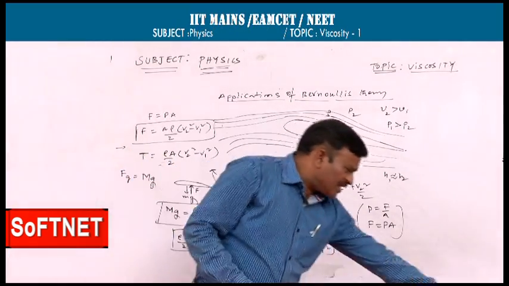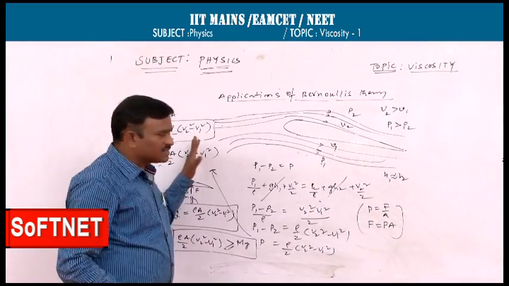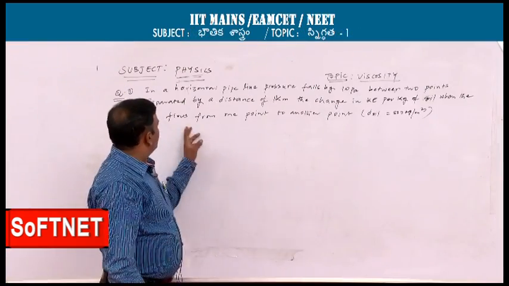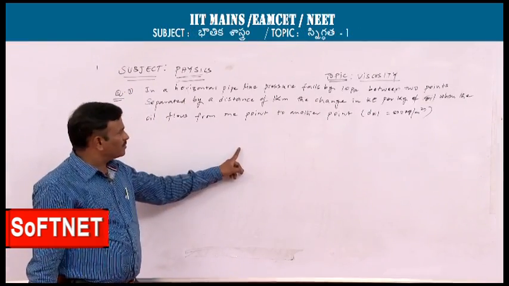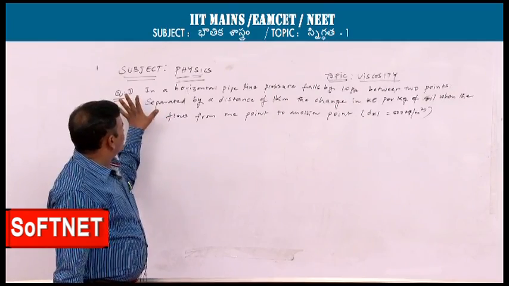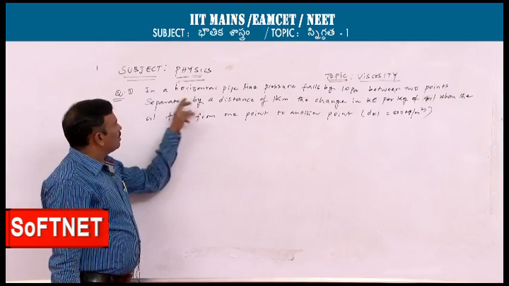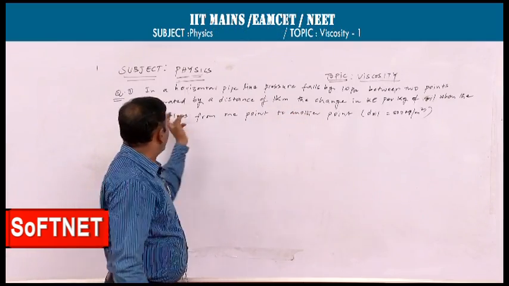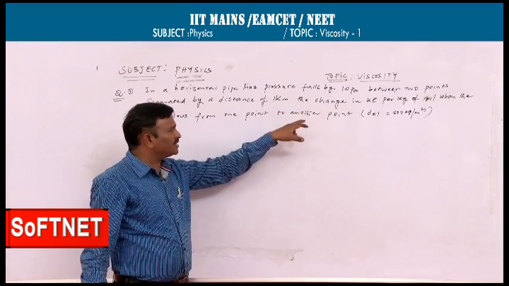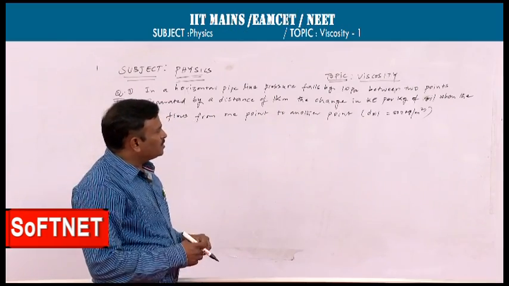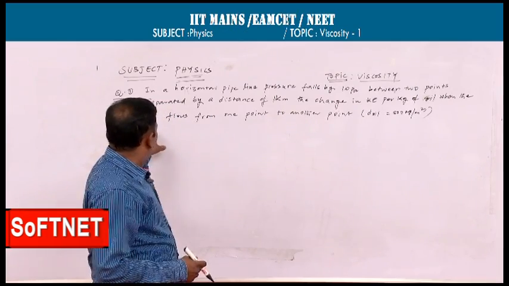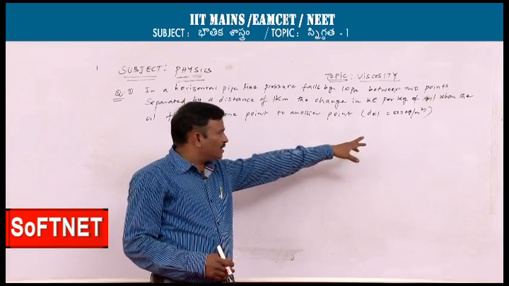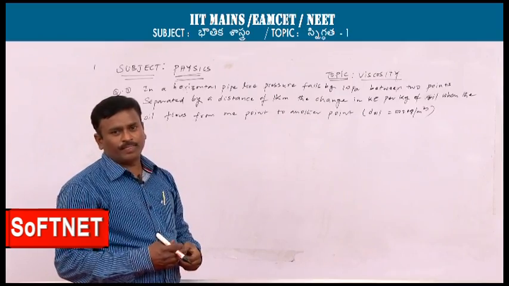So let us see some numericals based on the aerodynamic lift, the numerical based on Bernoulli's theorem. Let us take one example problem. In a horizontal pipeline, pressure falls by 10 pascals between two points separated by a distance of 1 kilometer. Find the change in kinetic energy per unit mass of oil when the oil flows from one point to another. The density of the oil is given as 800 kg per meter cube.